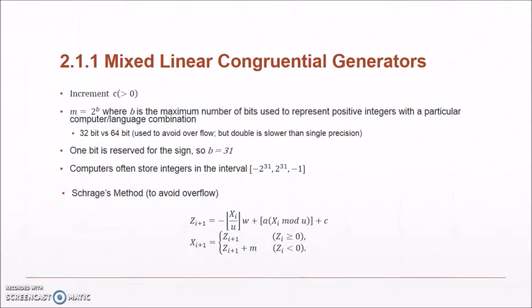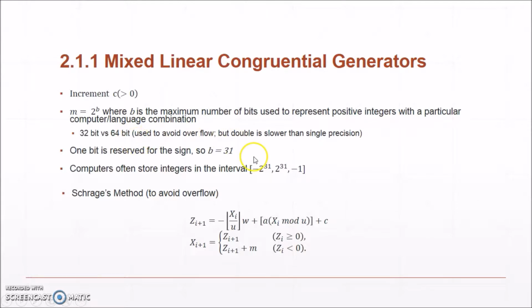So then the next thing in Chapter 2 is mixed linear congruential generators. This is the case where the increment is always greater than 0, and our m is 2 to the power of b, where b is the max number of bits that a computer language combination has. Typically we're dealing with 32 or 64 bits. The 32-bit one is going to be more common just because it's a little bit faster, but the 64-bit is used to avoid overflow. But because it's doubled up, it's typically slower than the single precision one.